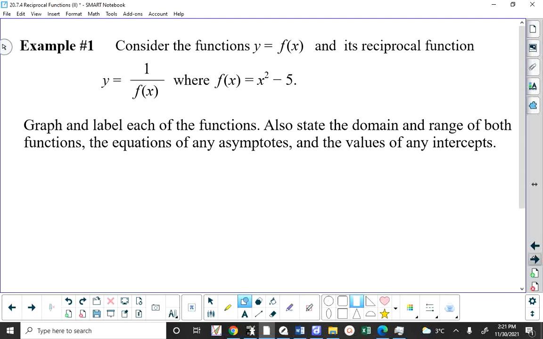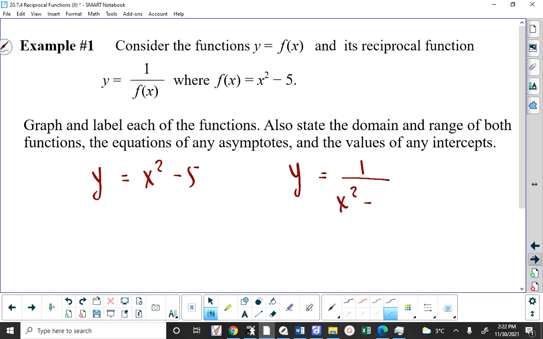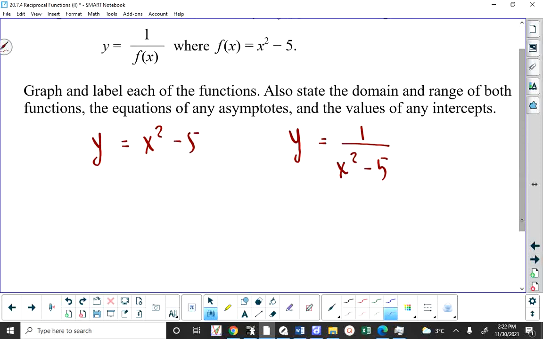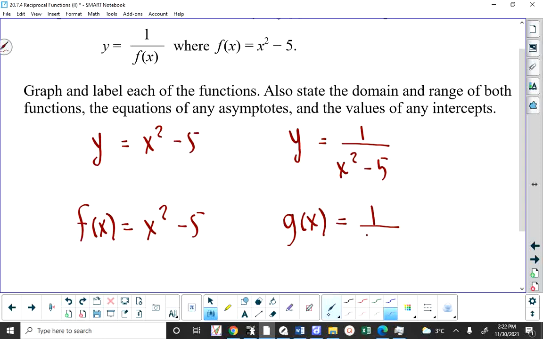So first of all, let's be very clear here that the original function is y equals x squared minus 5. And the new function is y equals 1 over x squared minus 5. If you want to, impress your friends and family, you can use function notation here, and you can say, well, f of x is x squared minus 5, and g of x, the new function, is 1 over f of x.